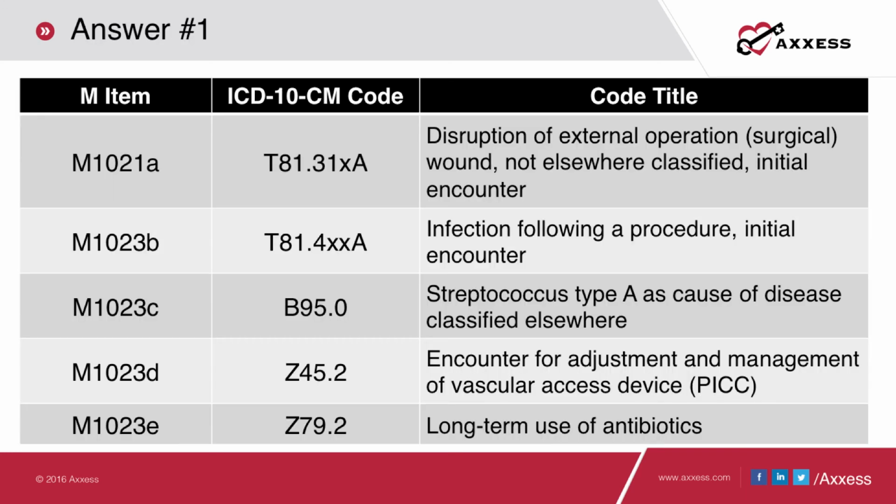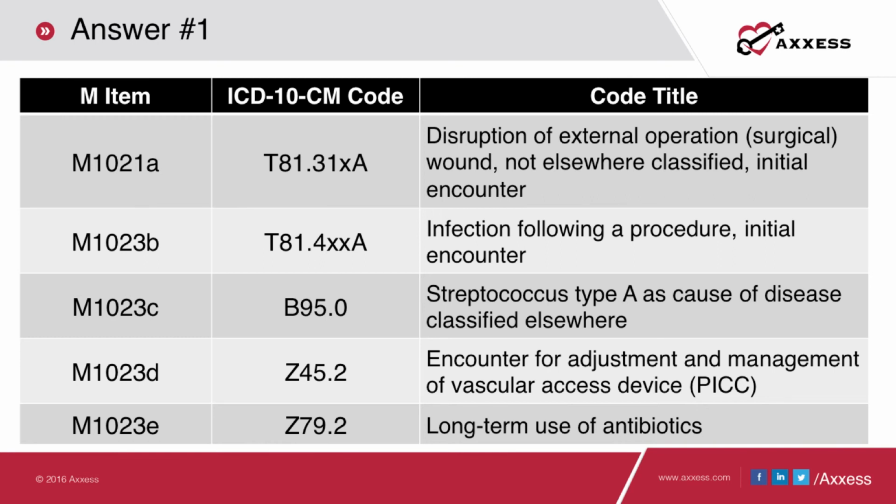In this case, we would first code the complication, which is the dehiscence. That code is T81.31XA. This is still an initial encounter for that dehiscence, and for that reason, we put an A in the 7th position. The code title is Disruption of External Operation Wound, Not Elsewhere Classified, Initial Encounter. The next code is T81.4XXA, Infection Following a Procedure, Initial Encounter.